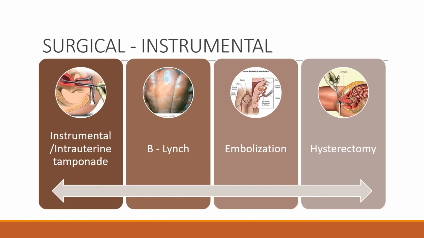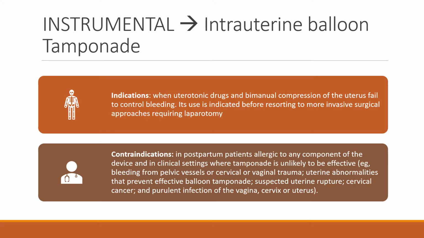So now the instrumental or intrauterine balloon tamponade, where we have the indications and contraindications, and in the next slide we will see a video that shows us how to put it in. The indication is when uterotonic drugs and bimanual compression of the uterus fail to control bleeding. Its use is indicated before resorting to more invasive surgical approaches requiring laparotomy. As I told you, first we make the general management, then the pharmacological management, and then we put in the intrauterine balloon tamponade. And if it doesn't work, we have to go to surgery.